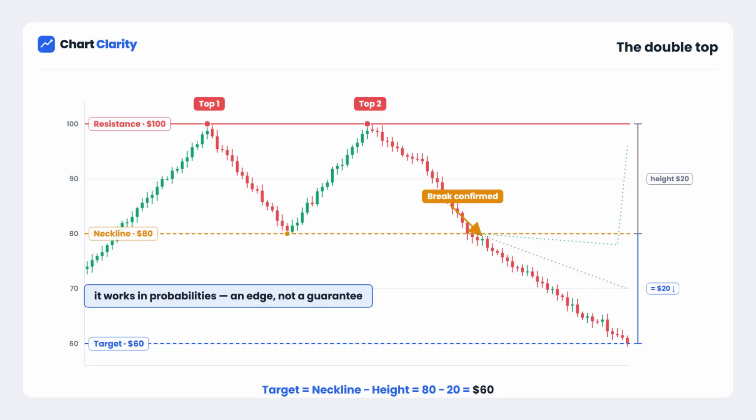So how do you protect yourself? Simple. If you're betting that price will fall, the point where you admit you're wrong sits just above that second top. If price climbs back above the peaks, the pattern has failed, and a smart trader steps aside. Small loss, lesson learned, on to the next one. And that, right there, is the trader's mindset. You don't predict, you prepare. You spot the pattern, you wait for the neckline to break, you measure your target, and you know exactly where you're wrong before you ever risk a single dollar.